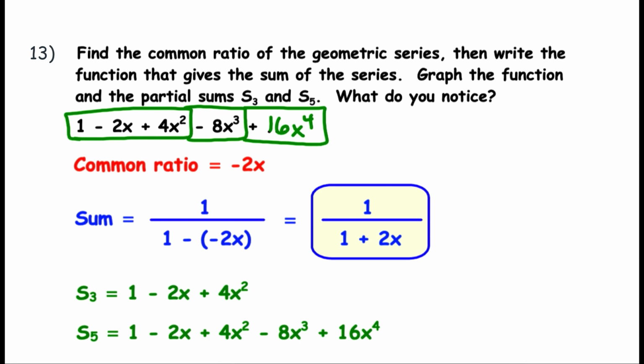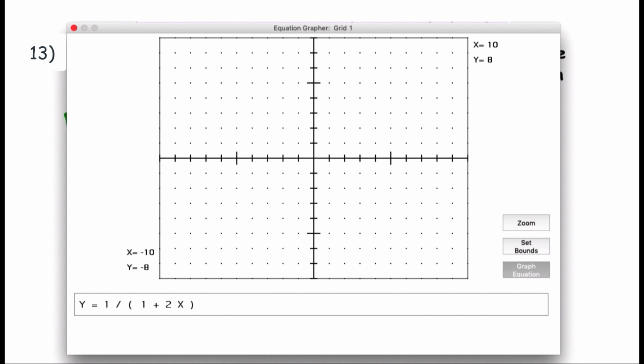All right, the last thing I need to do is graph the original function, which is there in blue with the light yellow background, 1 over 1 plus 2x. And then I'm going to graph the S3 and S5, and we'll just see what we notice. I'm going to use Green Globs for this. Okay, here is the original equation. This is the perfect answer. This is what we got using the infinite sum formula. It's 1 over 1 plus 2x.